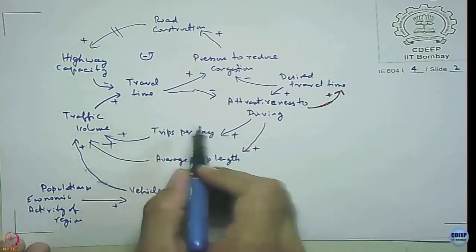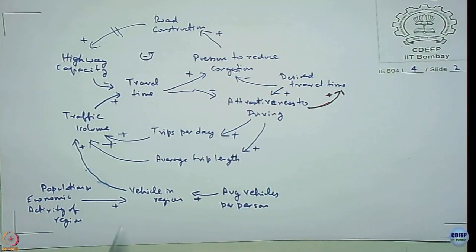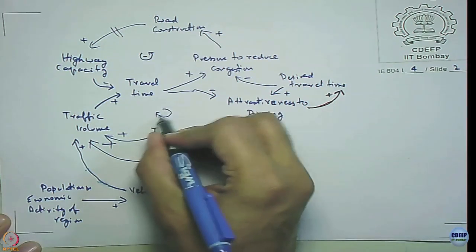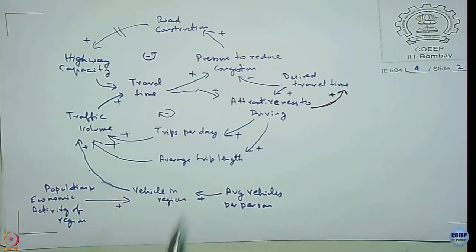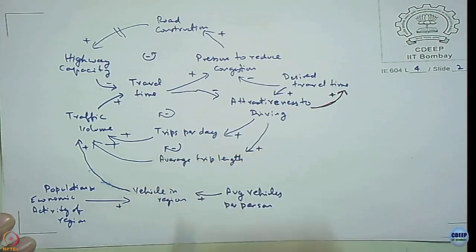So, here if you see, as we are more prone to prefer driving, then we do more trips per day, which increases traffic volume, which increases your travel time, which then reduces your attractiveness to driving. Each time you are getting caught in a traffic jam, you don't like it. So, this becomes a negative feedback loop. Same thing goes here. As you are more attracted to driving, you do longer trips, but then as traffic volume increases, travel time increases, then your attractiveness to driving comes down. It takes much longer time. So, we try to avoid or come up with another route, things like that. So, that again becomes a balancing loop.